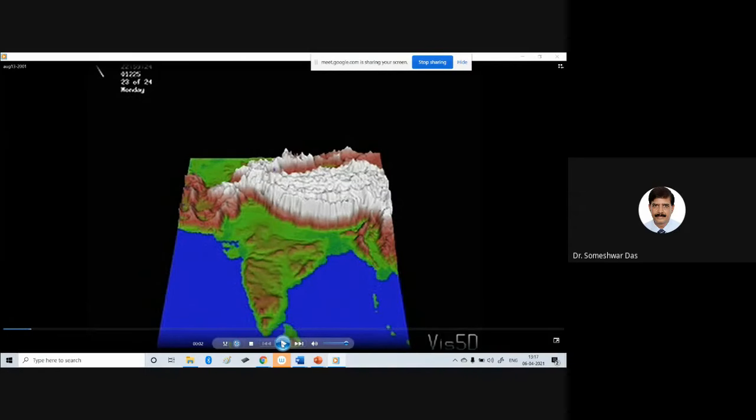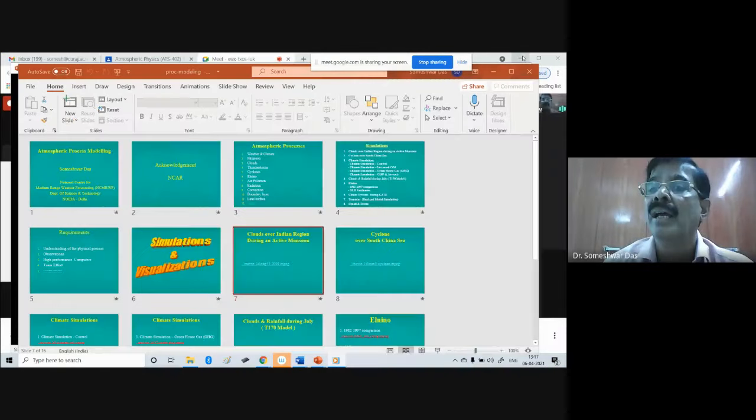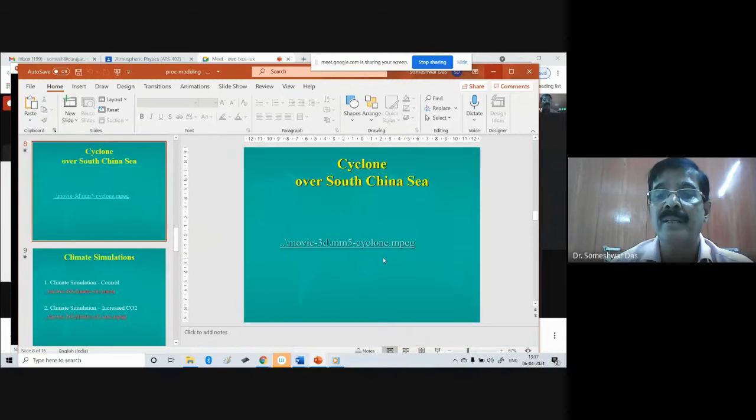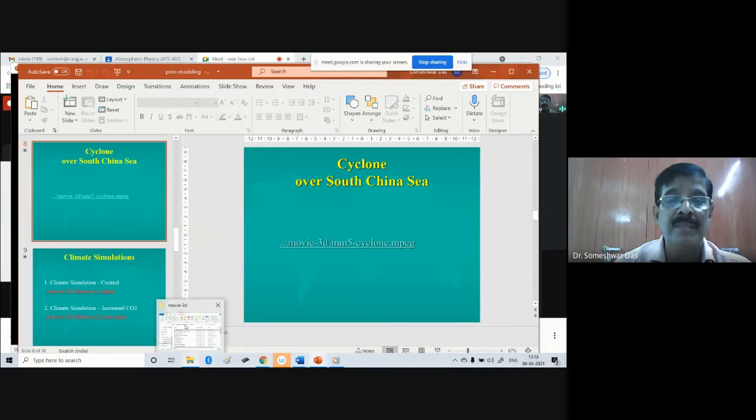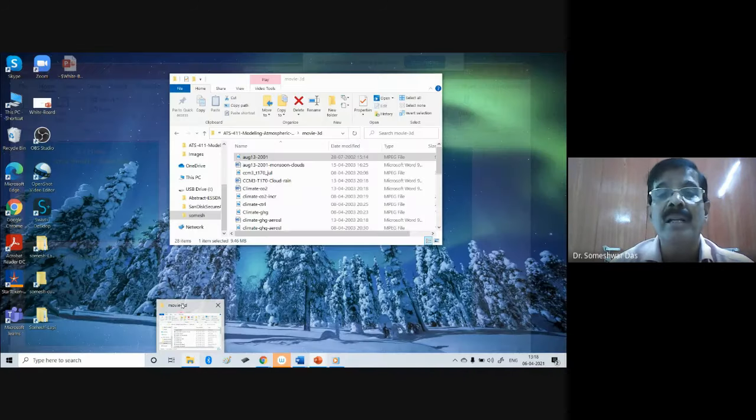I just explained this to you in detail, but for other animations I probably will not explain so much in detail. This is one example of the clouds over the Indian region during an active phase of the monsoon. Now this one is a cyclone or typhoon over the South China Sea. What I am going to show you is a simulation of that cyclone using a numerical model.